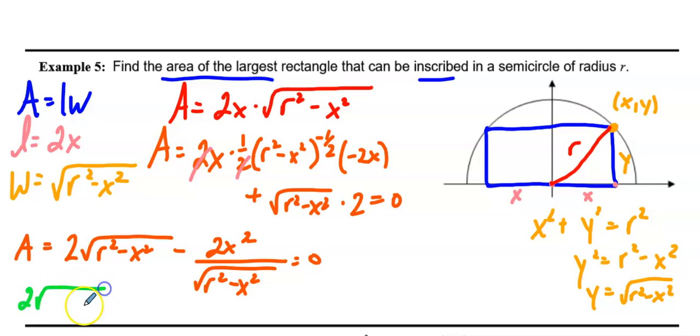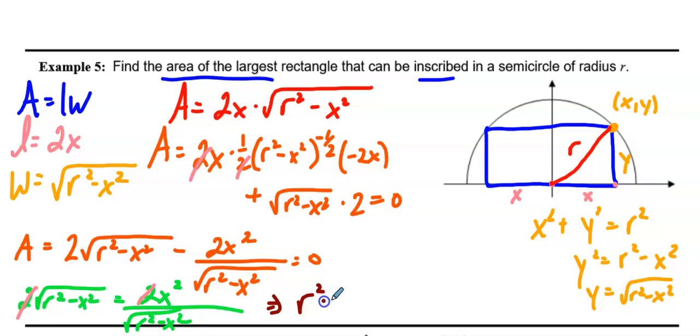All right, so now we get that, and then there comes the fun algebra part of this. So we can have 2 times r squared minus x squared is equal to 2x squared over the square root of r squared minus x squared. Again, ladies and gentlemen, we can cancel the 2's out. And so when we cross multiply, because this actually turns out to be pretty awesome of a problem, we're going to get the square root of r squared minus x squared times itself. So we're going to get r squared minus x squared is equal to simply x squared. So we're going to get 2x squared is equal to r squared.